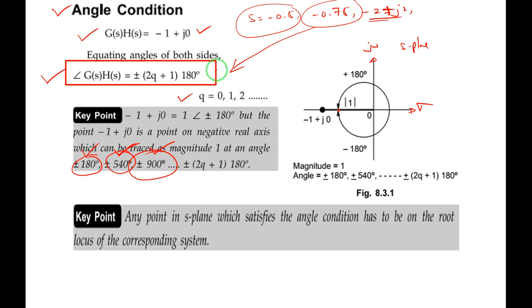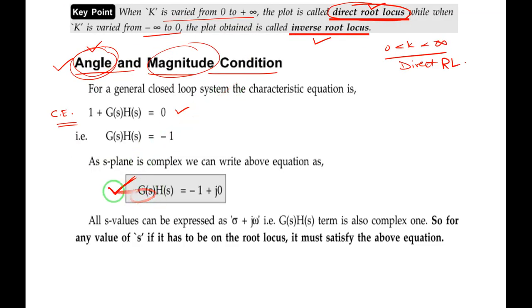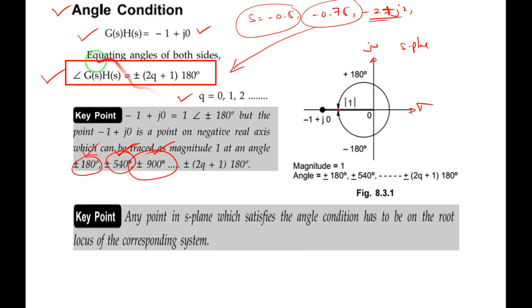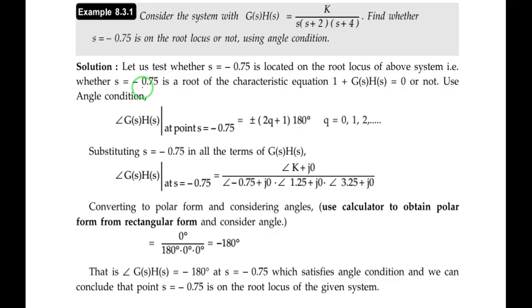We'll solve numericals based on this, right? So I hope you understood the angle condition. This is the condition for any closed loop, open loop g of s equal to minus 1 plus j0. From this we have taken angle on both the sides. Next we'll see the magnitude condition. But before going for magnitude condition, we'll solve one numerical, right? Solution is there, but I will not look at the solution. I will just take the question.